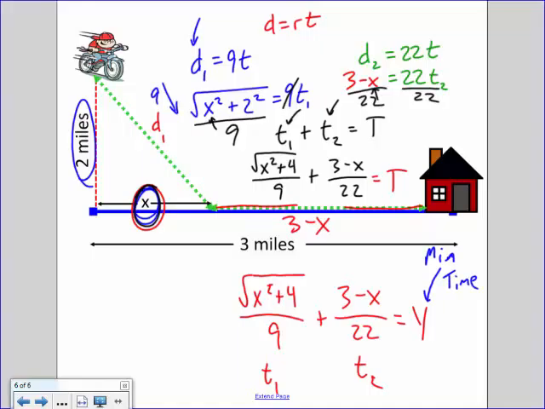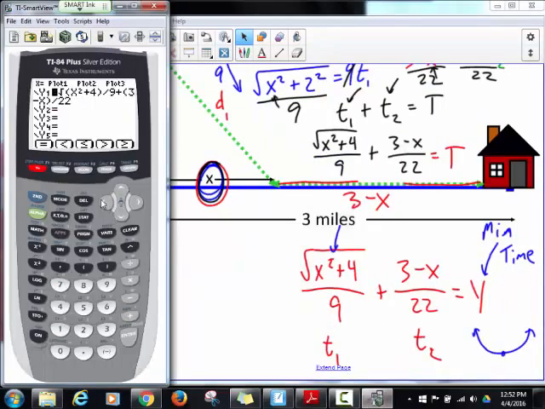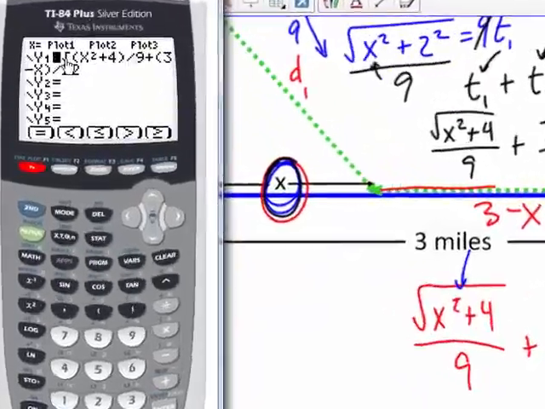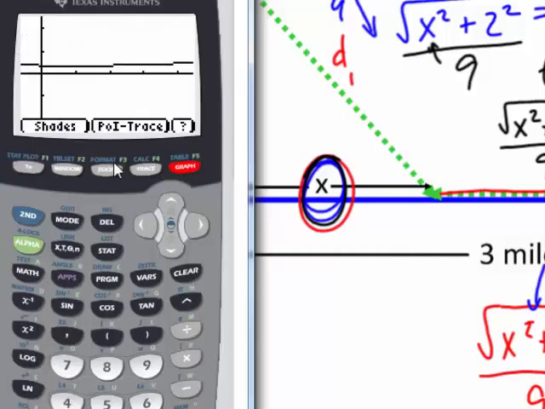So if I graph this, you think about a parabola, there's a minimum on a parabola, correct? And the fact that I have an x squared, I should get a parabola out of this if I would graph this on my calculator. So let's try that. So I go in, I graph it, square root of x squared plus 4 divided by 9 plus, make sure that I put parentheses over my 3 minus x because there's two terms, divided by 22. And I went ahead and graphed it. And I zoomed mine in a little bit. I started with zoom standard, then I zoomed in so I could look at it.